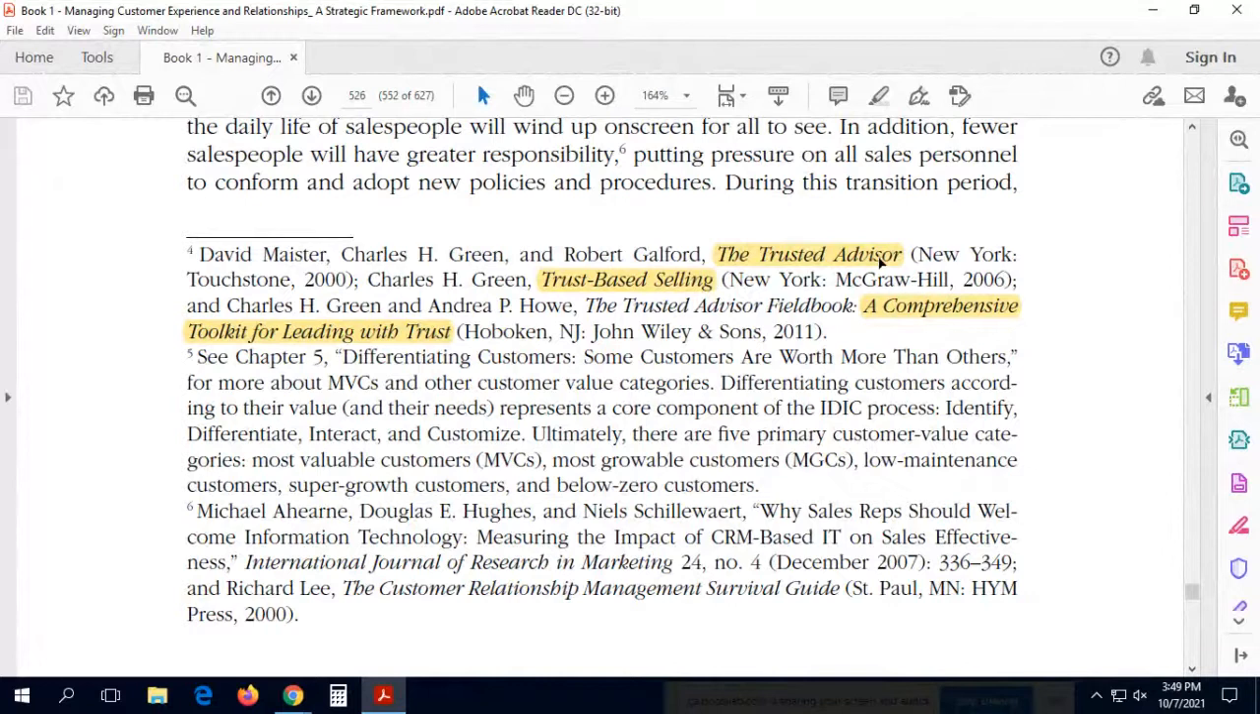The trusted advisor, trust-based selling, these types of books, I think you should read. A comprehensive toolkit for leading with trust. Needless to say how important the trust factor is. We could just decide to take a good book on trust, some book like these, and discuss that book throughout the semester and see how to build trust in customers, how to build trust in your company, and so on. That would also serve the purpose of the course. But because we have recommended readings and a course outline, we decided to discuss these chapters in the book.